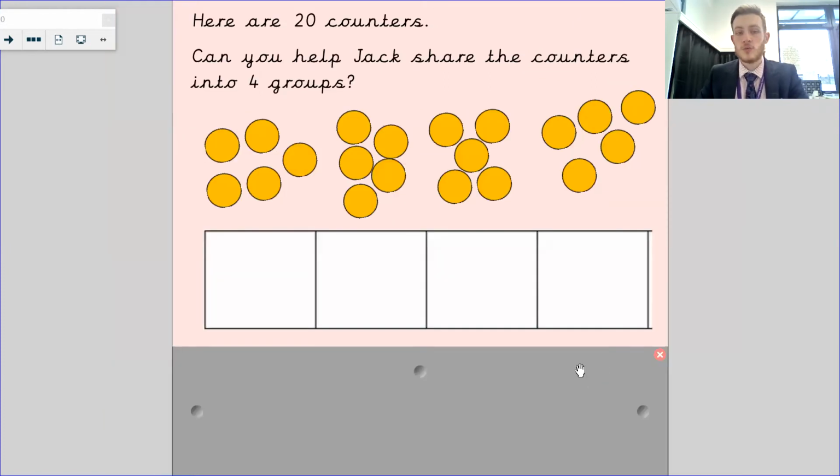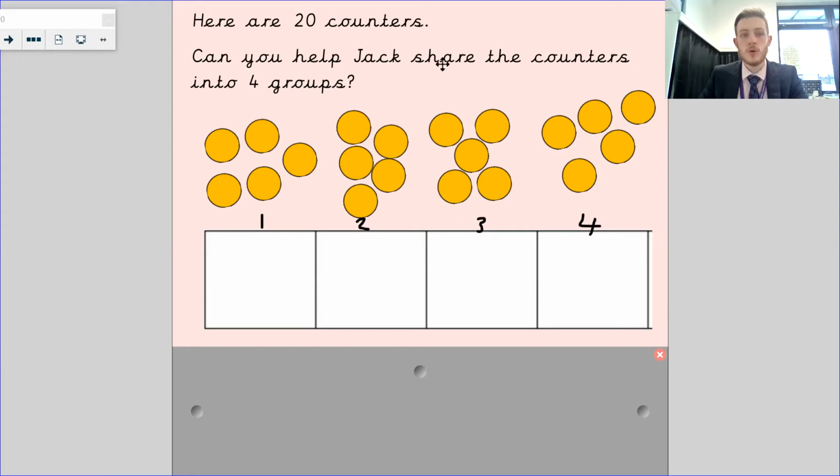I've now got 20 counters. Can I help Jack by sharing the counters into 4 groups? So here's my 1, 2, 3, 4 groups. So those are my 4 white square groups.